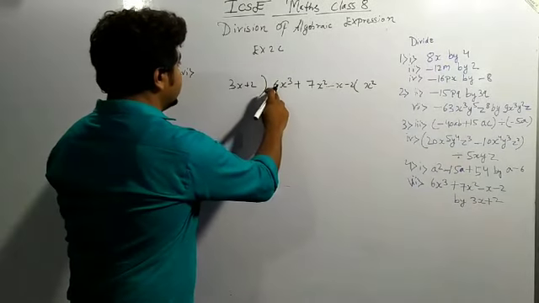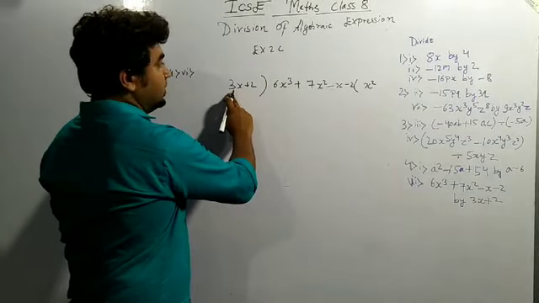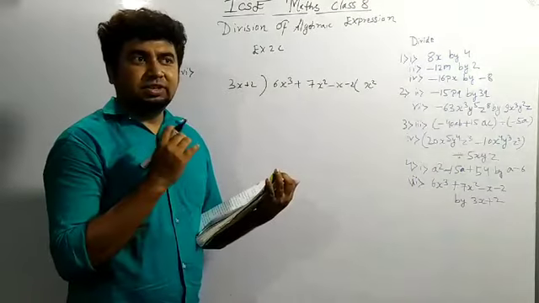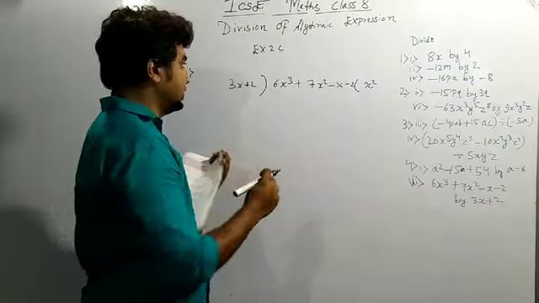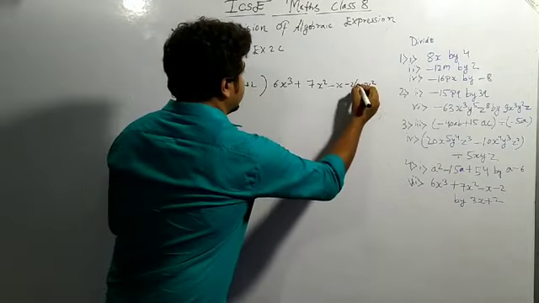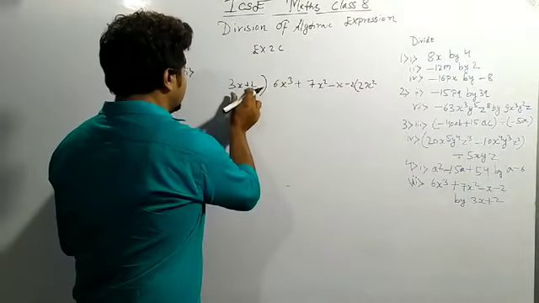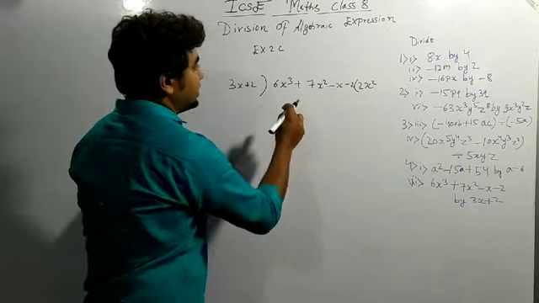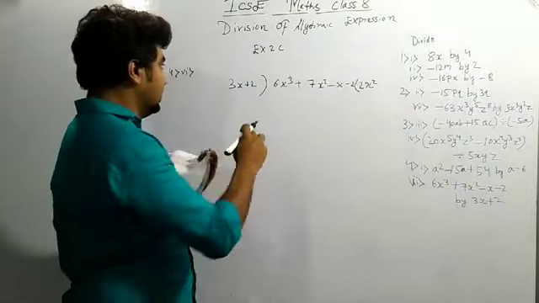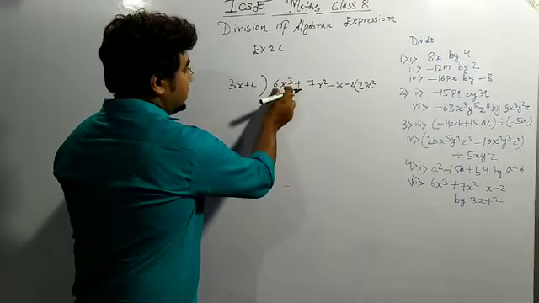But here there is a 6 also. Here it is given 3. What will be multiplied with 3 so it will become 6? 2. So I will be multiplying here 2x square. If I multiply with 2x square, it will become 6x cube. Is it clear? The requirement is to make 6x cube.